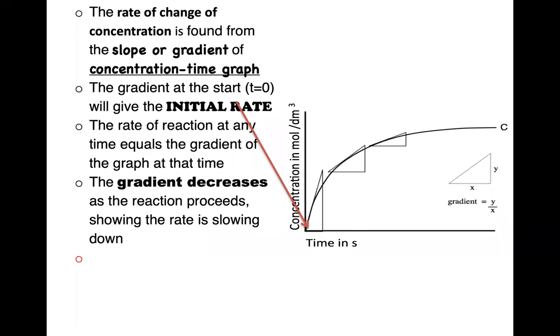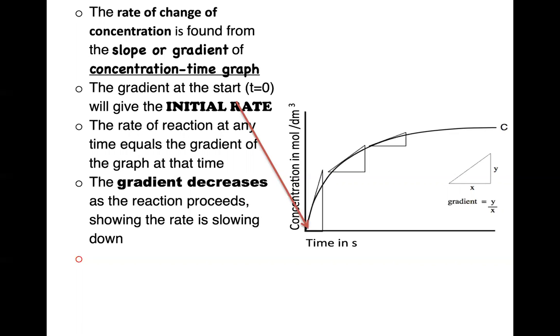Okay, right. So the rate of change of concentration is the slope or the gradient of a concentration time graph. Okay, the gradient at the start, t equals 0, will give the initial rate. Now you may think that at t equals 0, the rate is 0. Okay, when the question asks you to find the gradient or the slope at t equals 0, this means that they want to know the rate of reaction just after t equals 0.